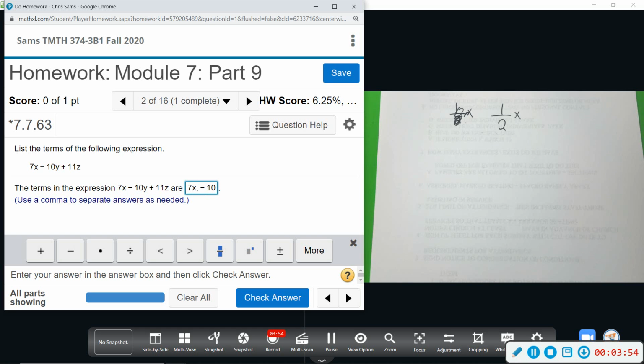The number is negative 10 and then y, and then comma, and then this is plus, so this term is positive, and you don't have to put the plus when it's positive. We understand that it's positive as long as we don't see this minus sign or negative. So this will be 11z for the last term, and that's all we need.